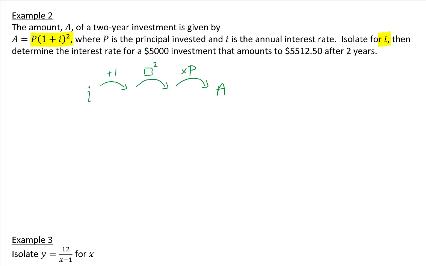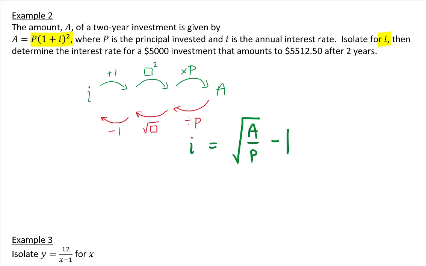So let's work backwards. So I need to divide by the principal. The opposite of a square is square root, whatever you have. And then the inverse of plus 1 is minus 1. So this is saying I have A. I'm going to divide it by the principal, P. I'm going to square root that whole thing, and then I'm going to minus 1. And that should give me my interest rate I.